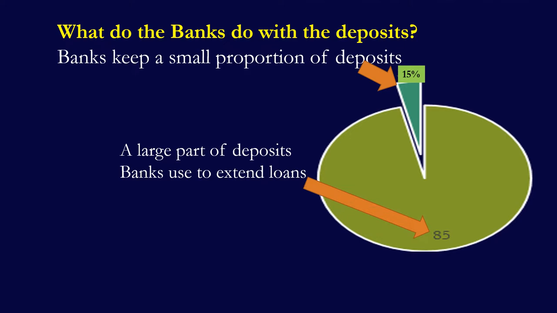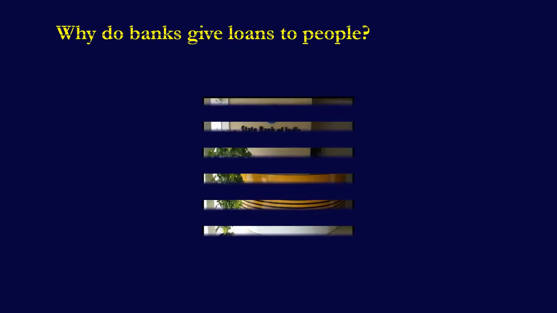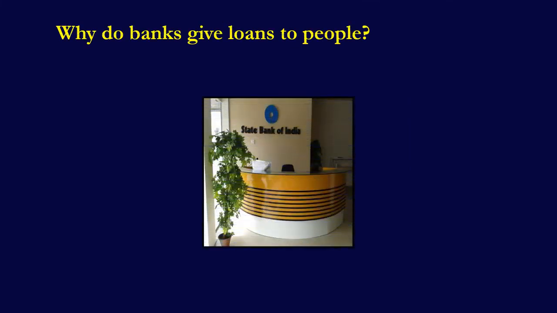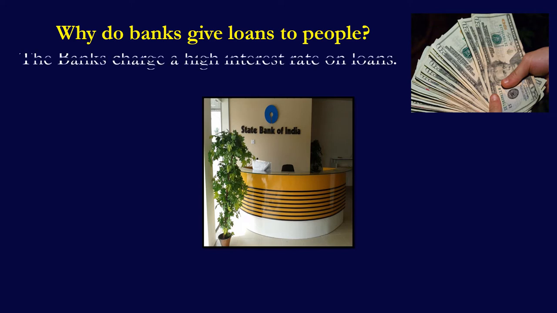Banks provide loans to people for their economic activities, like starting a new business, purchasing a house or cultivating crops. Now the question is, why do banks give loans to the people? Or what is the main source of income for banks? The banks give loans to the people for making a profit. Banks charge a high interest rate on loans, higher than the interest rate the banks give to the people on their deposits.